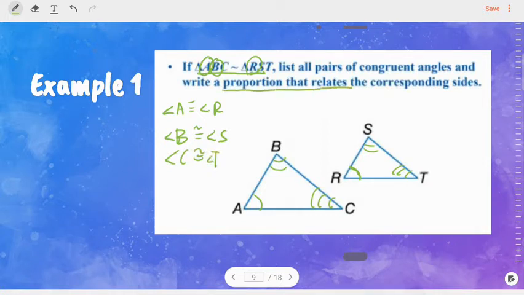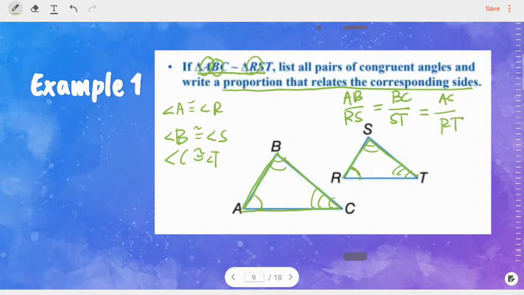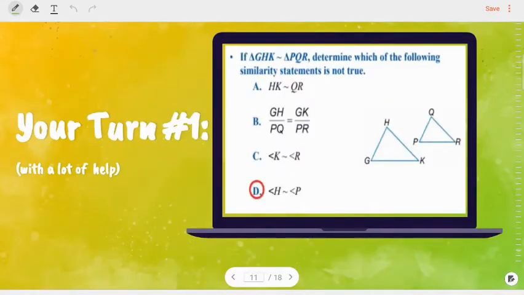And then write a proportion that relates all the corresponding sides. So what would that look like? Go to the first triangle, AB. Okay, go to the second triangle. What is that corresponding side? Well, AB matches with RS. So AB over RS is equal to, go back to the first triangle, and I've got to always go back to the first triangle first, BC over the matching side on my second triangle, ST, which is equal to, go back to the first triangle, AC over RT. So these sides are proportional, and you'll see what I mean as we look at different examples.